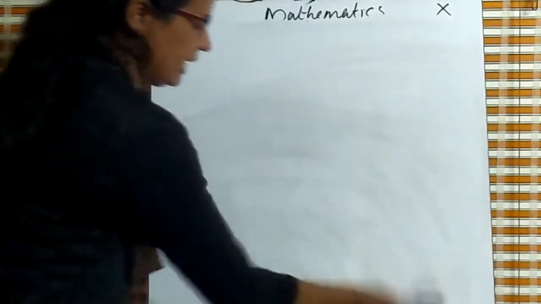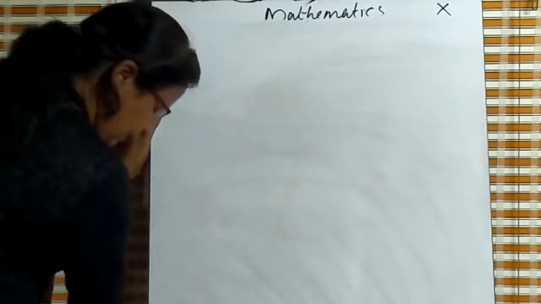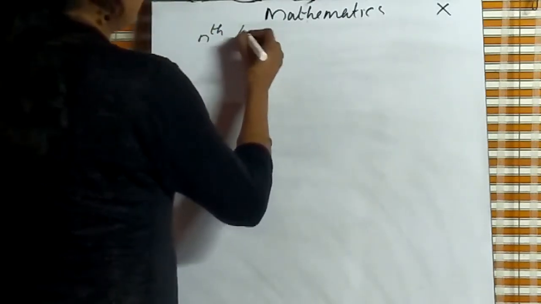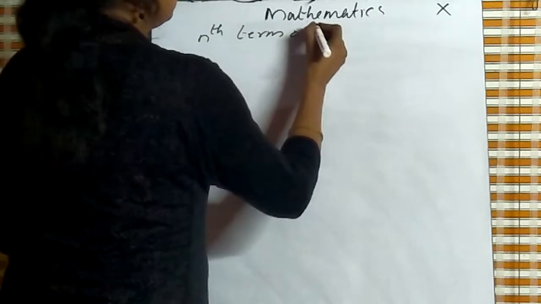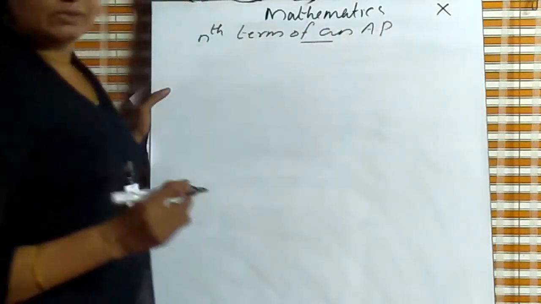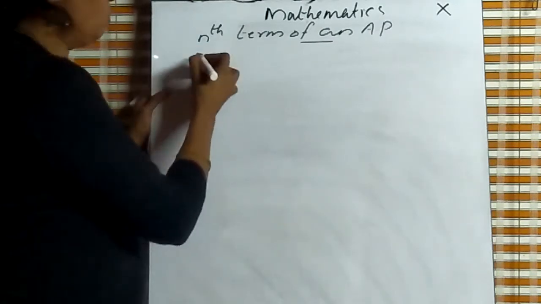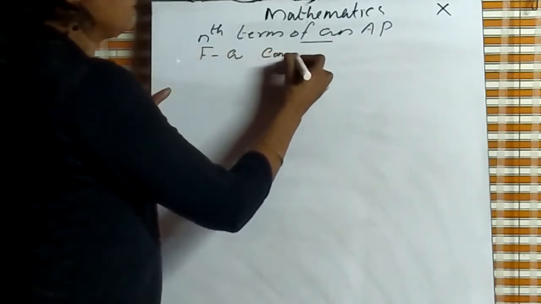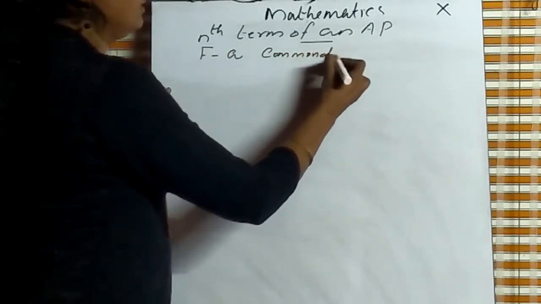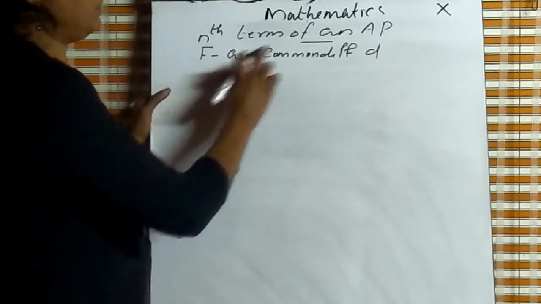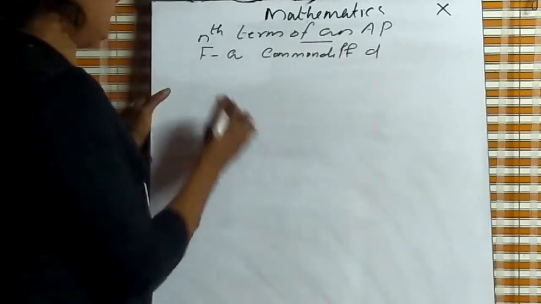Now we are going to the next section: Nth term of an AP. Consider an AP whose first term is A and common difference D.